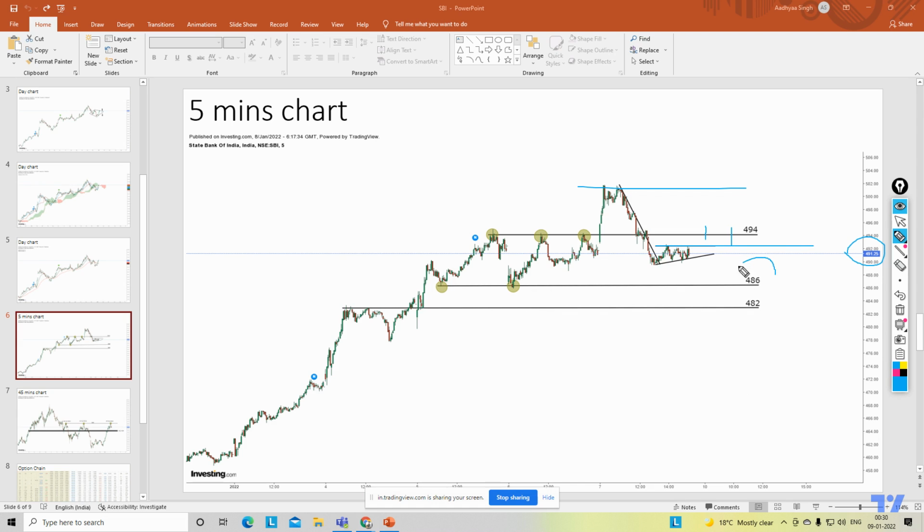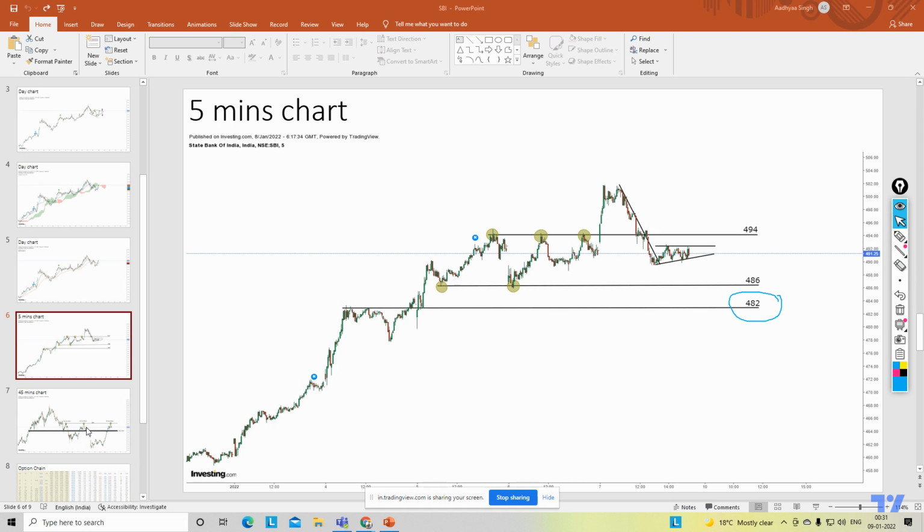And eventually, if it comes down, touches and retraces, taking a pullback from 486, again you can do a quick scalping for the intraday. In all probabilities, if at any given cost it closes below this area, 482, I don't think so. One should remain long in the stock, and they should exit, and probably they can do the STBT.